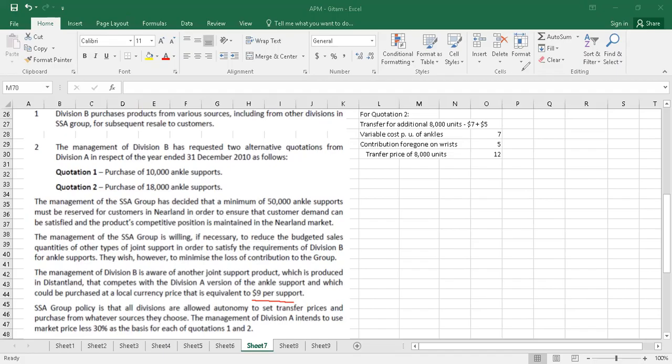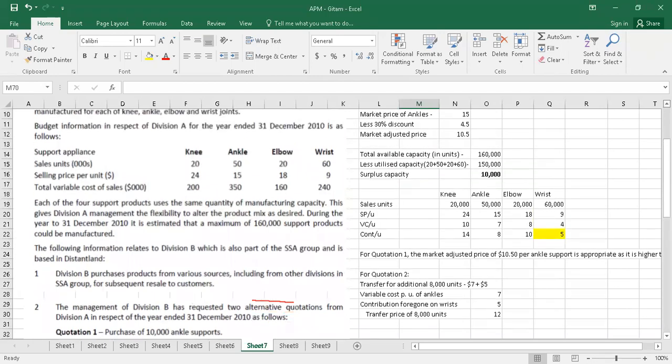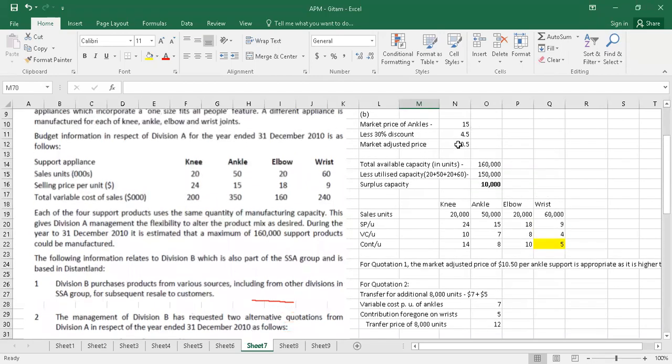What is division A offering? Division A is offering a price of 10.5. Division B has an alternative to buy it at 9. From division B's point of view, you talk about it. What do you have to say?